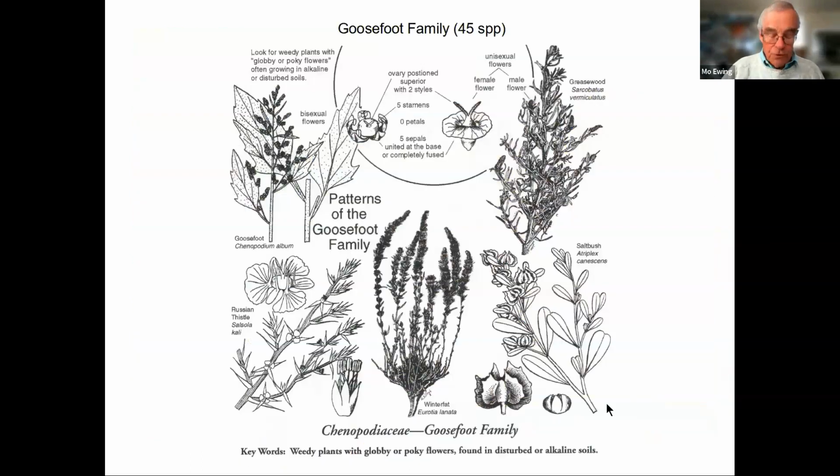Next one is the goosefoot family. Goosefoot family, Chenopodiaceae, has 45 species in Colorado. A lot of our food species come from the goosefoot family: beets, chard, and spinach. And the key words here are weedy plants with, I love this, globby or pokey flowers found in disturbed or alkaline soils.